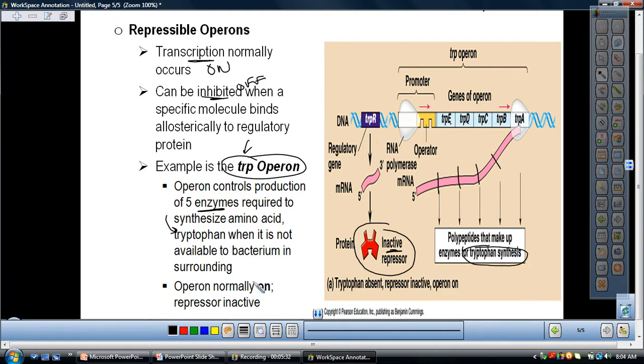So like I said, the operon is normally on, but it can be inactivated with the presence of tryptophan, like I'm going to show you in the next picture. So in this picture, if you look up here, there's RNA polymerase attaching to the promoter region.